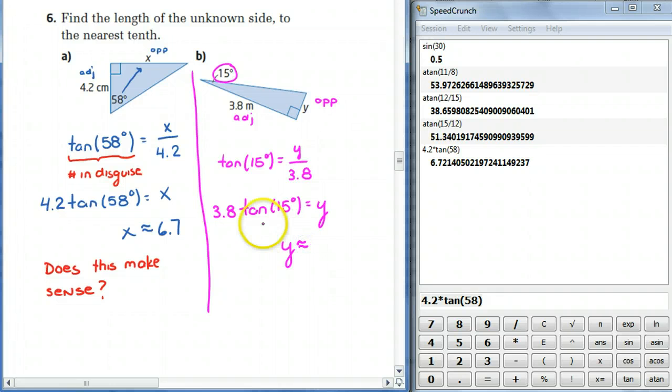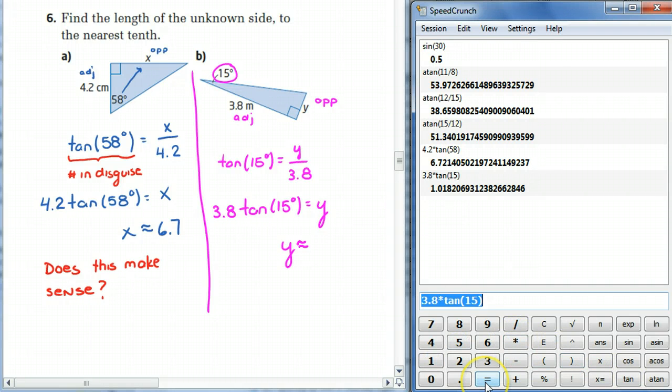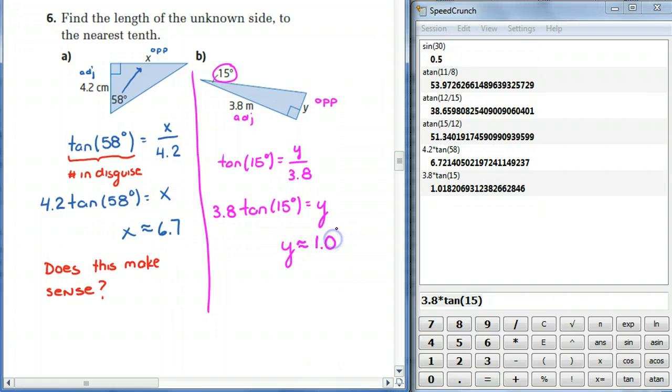So y is approximately equal to, and again, before I even type in the answer, I'm expecting a value less than 3.8. So 3.8 times tan of 15 degrees, approximately 1.0. Let's do one more question, shall we?